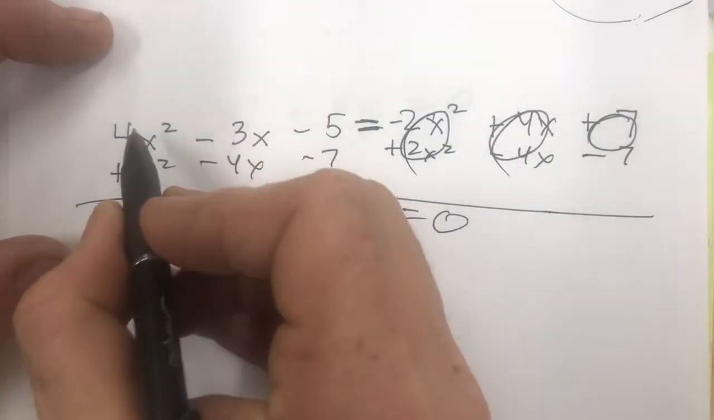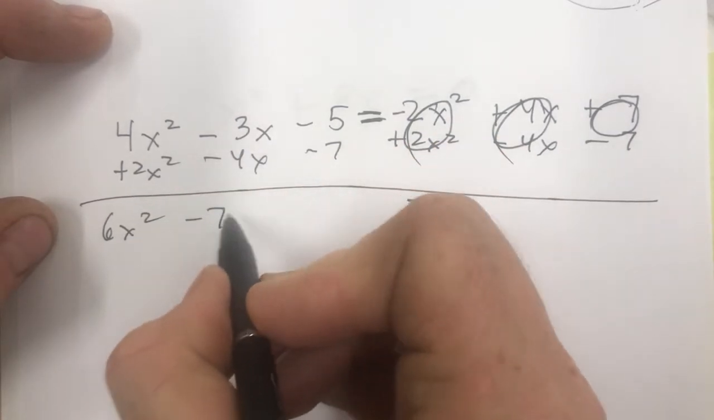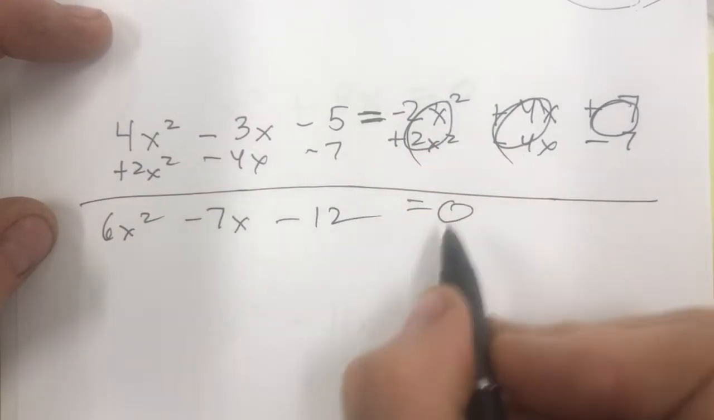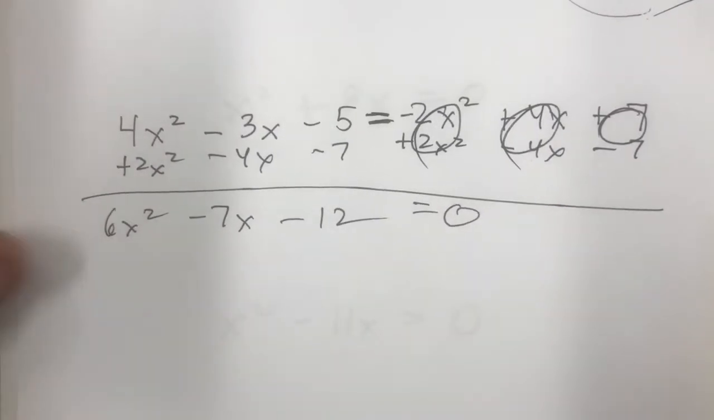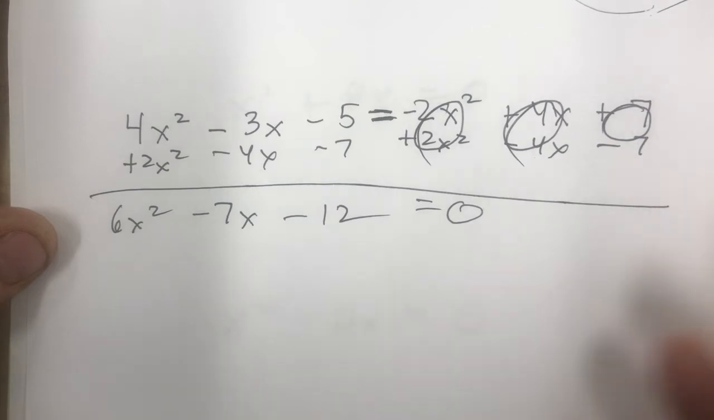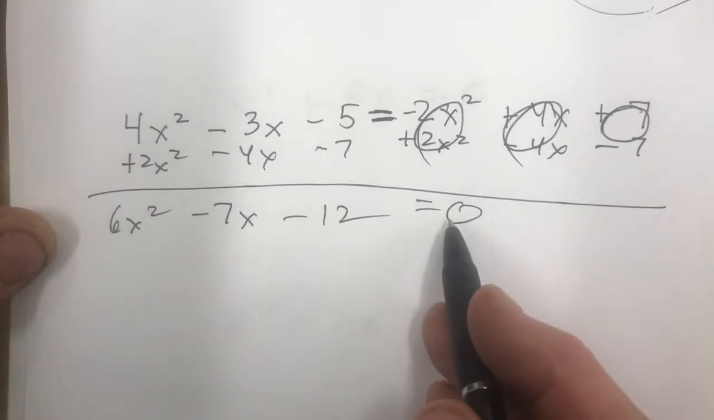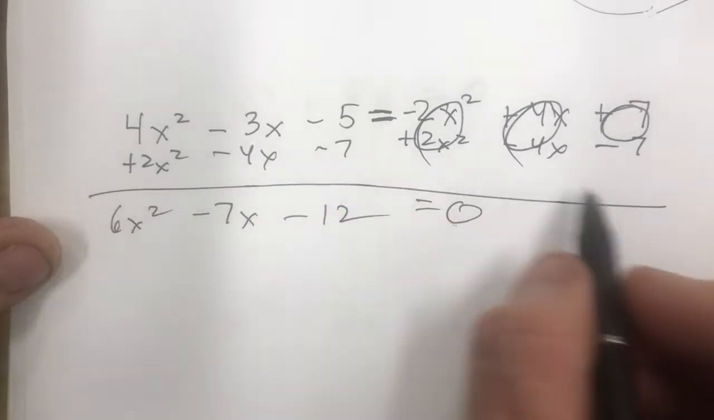Now what do I have here? Well, if I add them together, it's a 6x squared. Right there, that would be -7x, and right there, -12, and there you go. So every time it's got to equal 0. And so if you have stuff over here where it doesn't equal 0, you have to get rid of it, move it over here so it equals 0. And now I can go forward in factors.